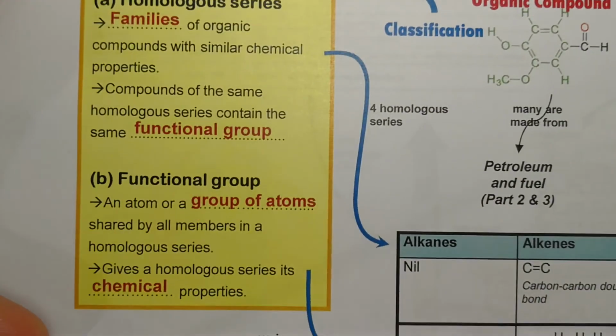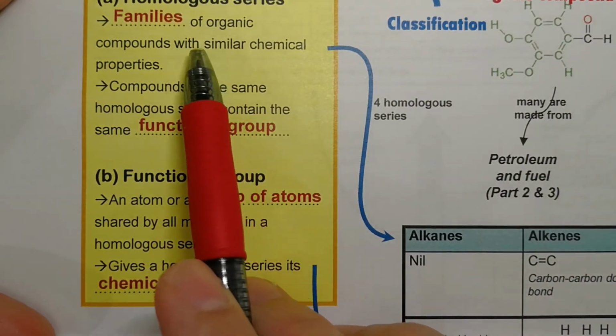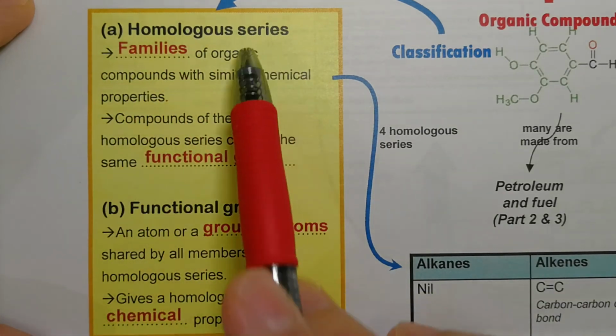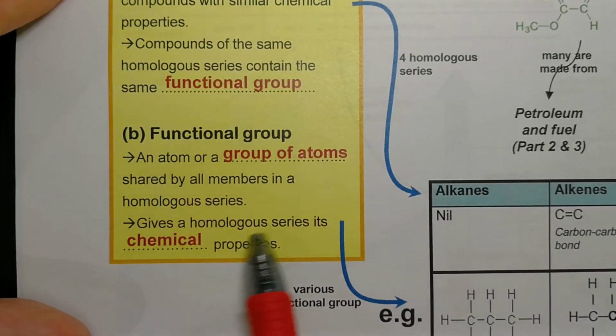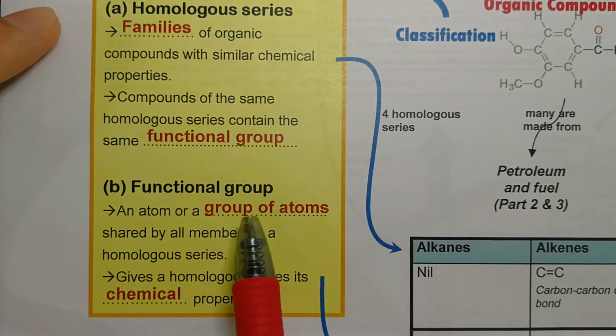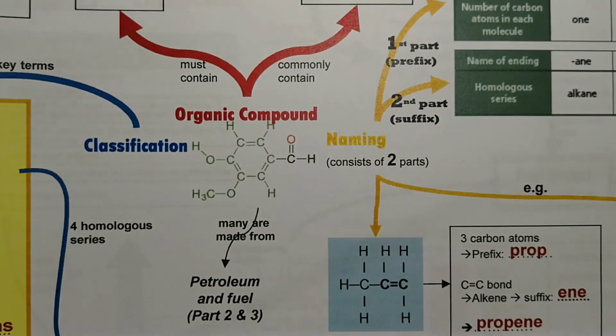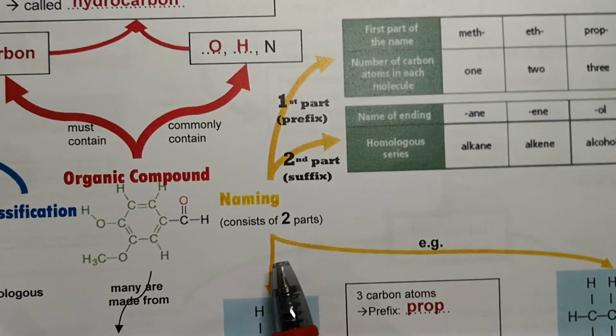Alright, so this part you must memorize the definition of homologous series, as well as the functional group. So this one is the definition, the key terms. Okay, the next part would be on naming the homologous series.